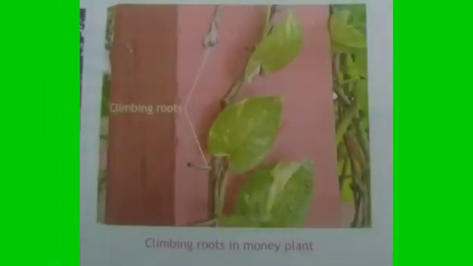Next we come to the climbing roots. Money plant and betel, pan, which we call pan. Basically, these plants have roots growing out of the stem. These roots are called climbing roots because they help the plant to climb.